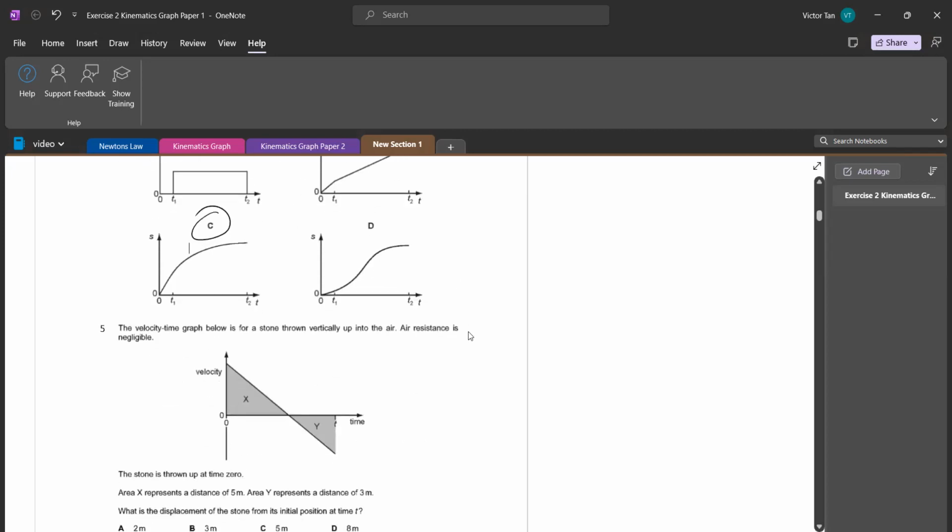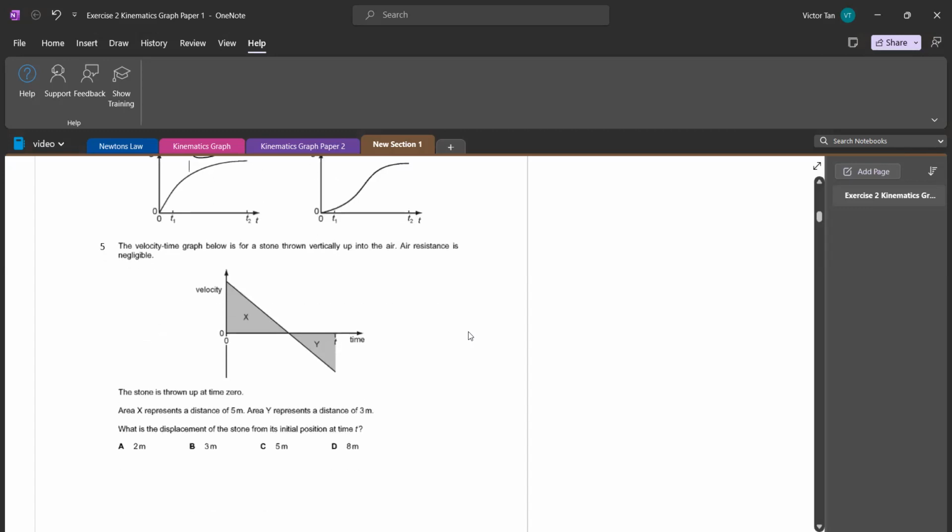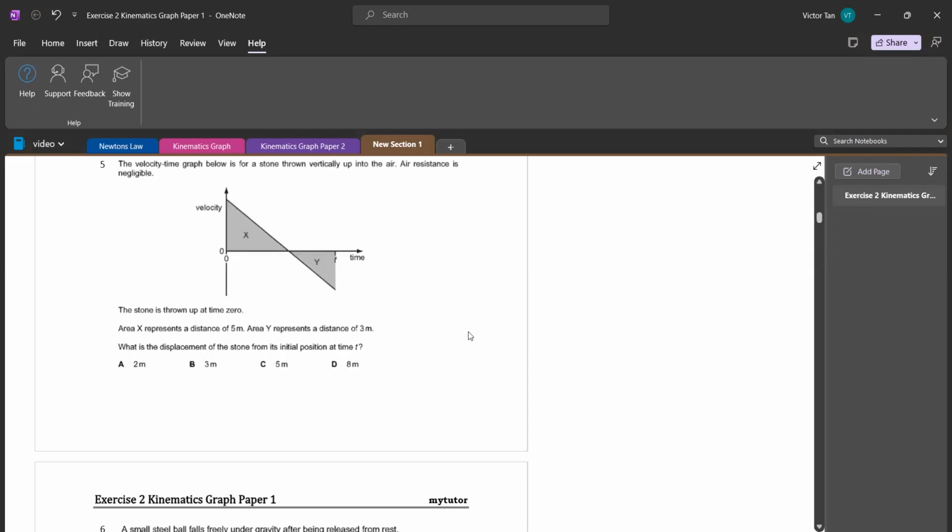The velocity-time graph below is for a stone thrown vertically up into the air. Air resistance is negligible. The stone is thrown up at time 0. Area x represents a distance of 5 meters. Area y represents a distance of 3 meters. What is the displacement of the stone from its initial position at time t? Area above the graph gives a positive displacement. Area below the graph gives a negative displacement. So this is 5 minus 3, which gives you 2 meters.